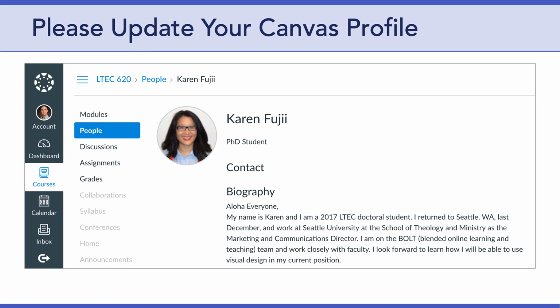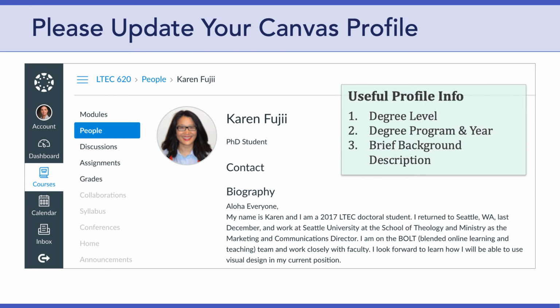Here's an example of a useful Canvas profile. You'll notice that this particular student has her degree level listed, her degree program and year, in other words, when she entered her degree program, and then she provides a couple of sentences about her background. This is particularly helpful for me in order to keep track of where everyone's from and what perspectives and background experiences you might be bringing to the class.